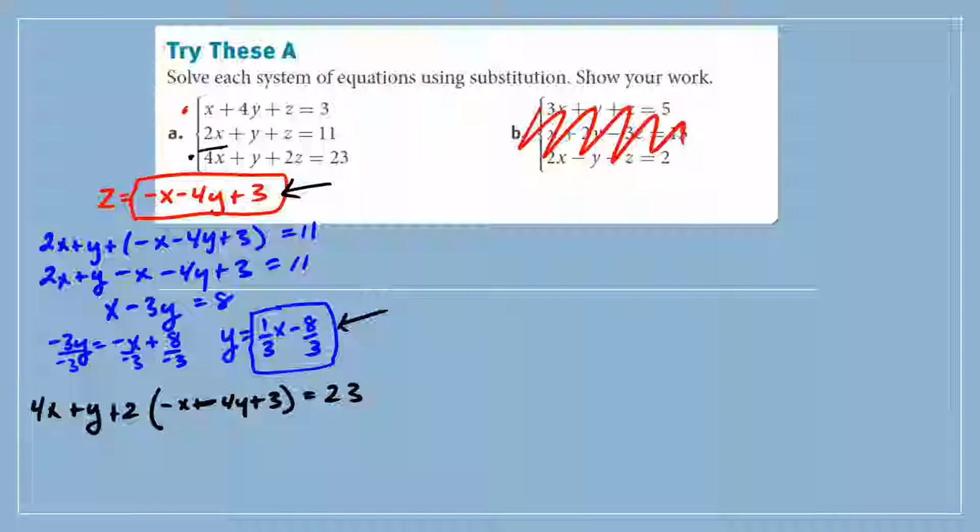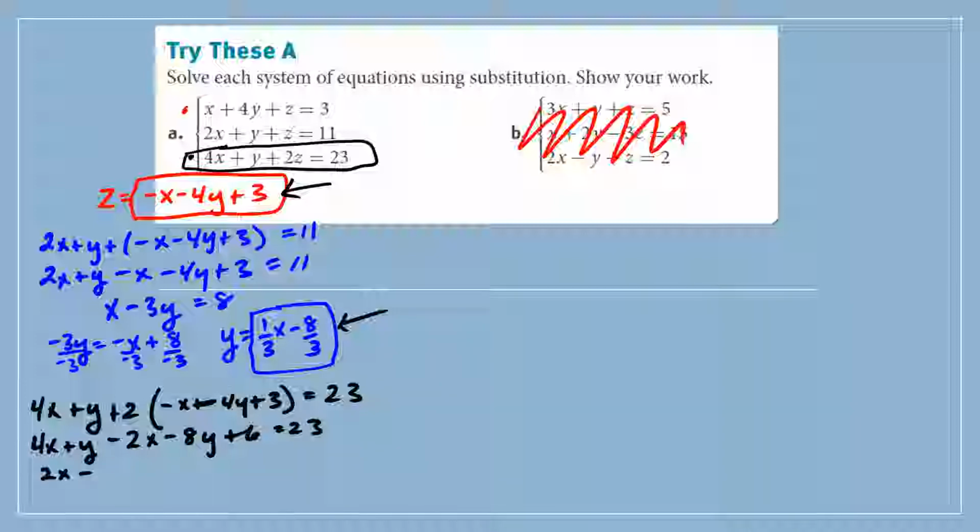So I'm using this last equation, and so far I just substituted z in there. So that would give me 4x plus y minus 2x minus 8y plus 6 equals 23. Being careful with signs. So when I combine like terms, I would get 2x minus 7y, and then I'll subtract 6 from both sides. So I'll get equals 17.